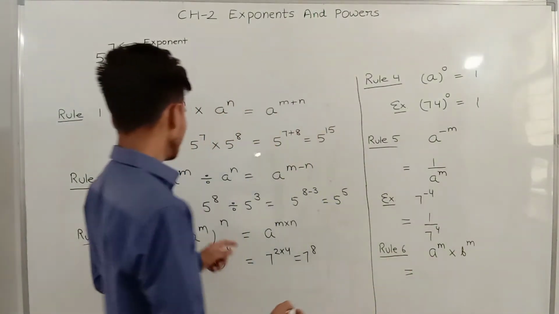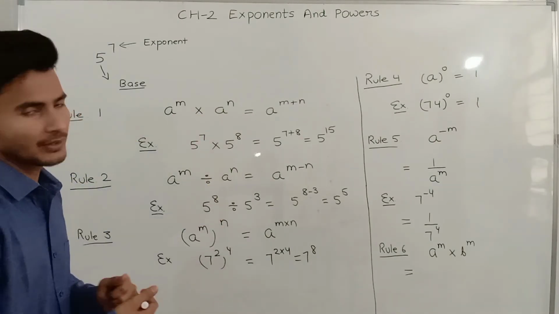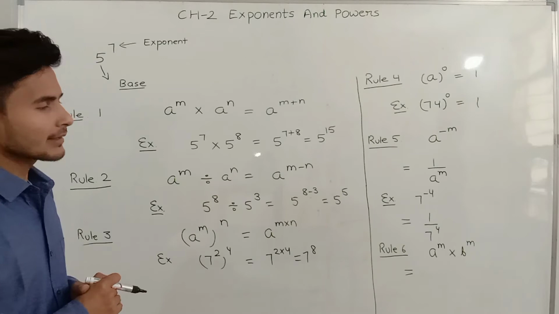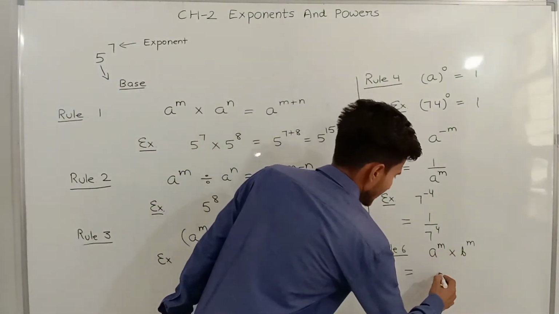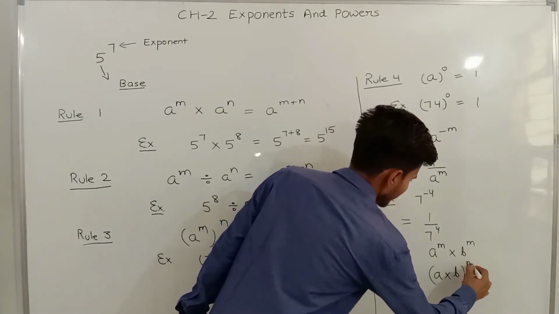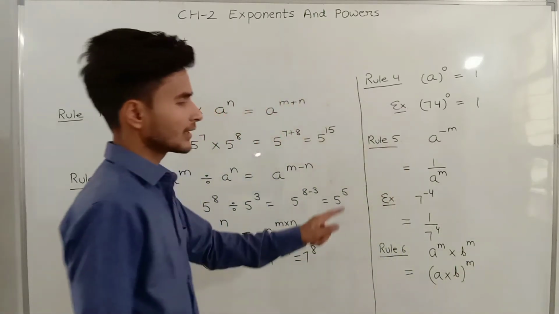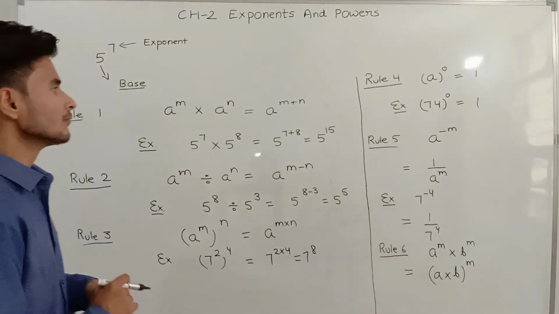You are thinking that we can apply rule number 1? No, you can't apply there. If base is not same, power is same, then you can write it this way: a into b whole power m.